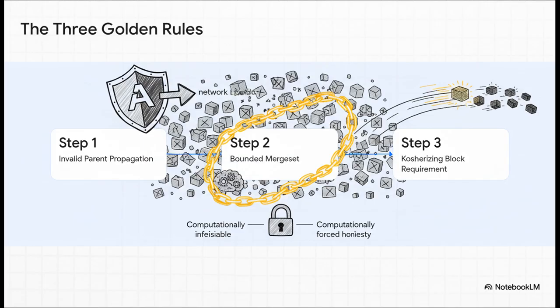The second, bounded merge set, limits how many parallel blocks you can merge together at once. This stops an attacker from trying to hide a malicious change inside some giant messy merge. And the third, the kosherizing block requirement, makes every new block responsible for validating and weaving together the existing parallel history, which makes that history stronger with every single block that gets added. Altogether, these rules make being dishonest so computationally expensive, it's just not worth it.